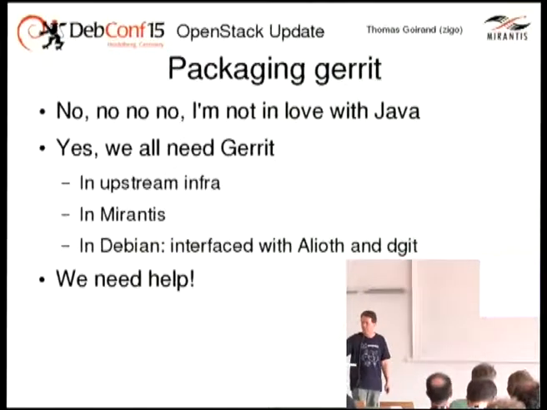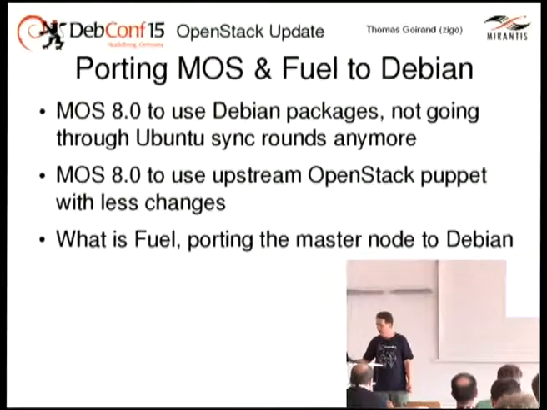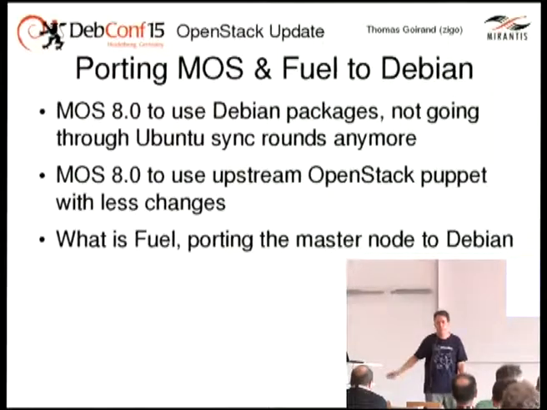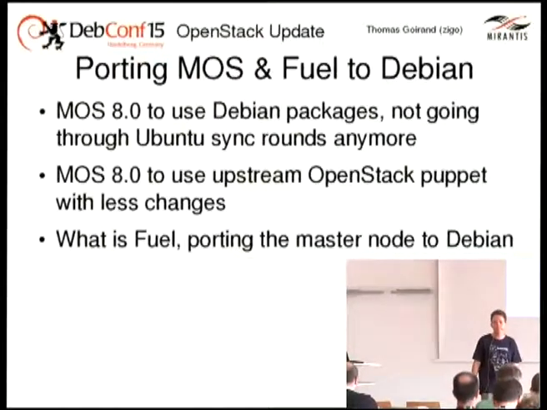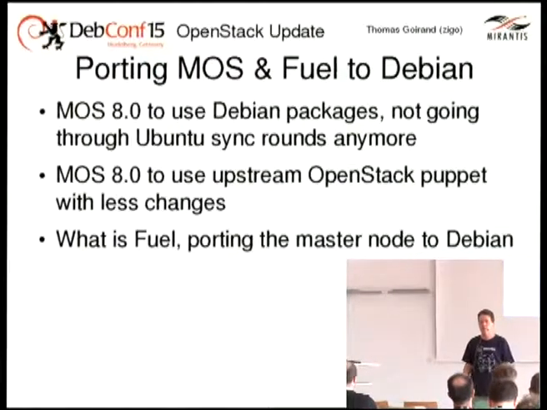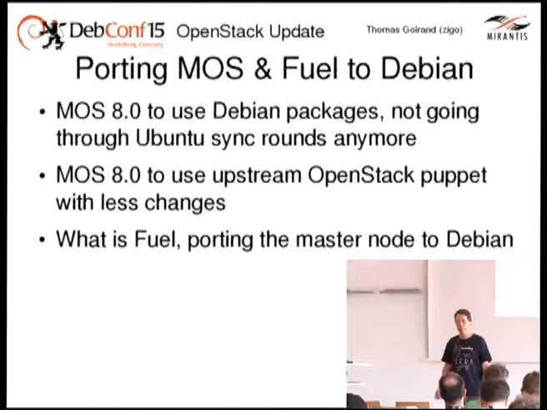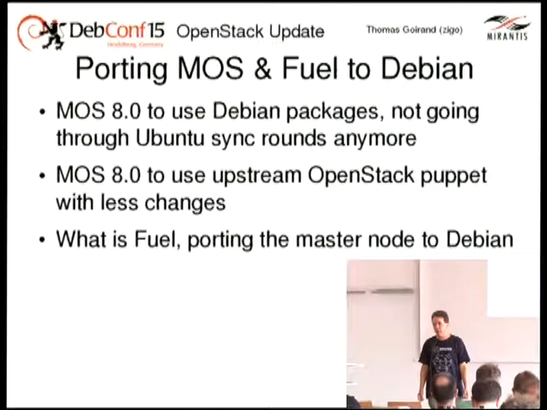So that's one of the big reasons that is motivating me to do it. Another thing which I worked on is porting MOS and Fuel to Debian. Fuel is a web interface that helps you to provision an OpenStack deployment. It's mainly maintained by Mirantis, but it's also a community project maintained in upstream OpenStack. And in fact, we're pushing for it to be more and more a community project.